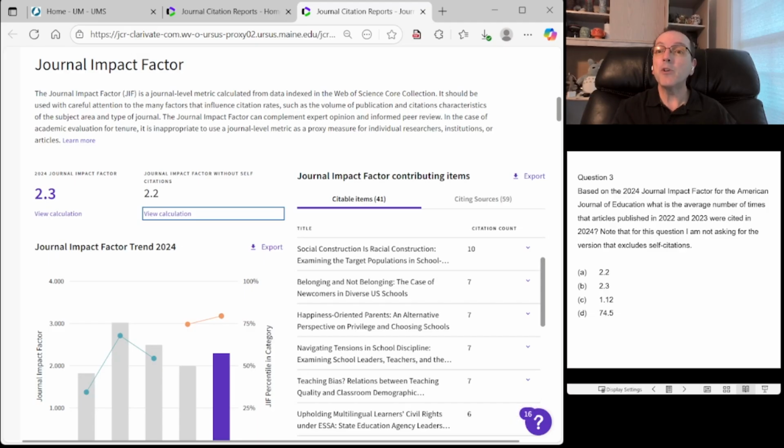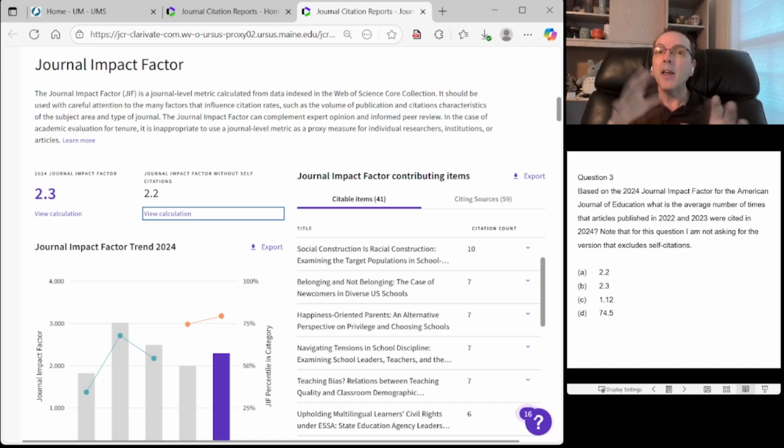Based on the 2024 Journal Impact Factor for the American Journal of Education, what's the average number of times that articles published in 2022 and 2023 were cited in 2024? I'm just describing how that impact factor is calculated because people often don't know. They just know what the 2.3 is. So on average, articles published in those 2 years were cited 2.3 times in 2024, which for education is a decent number. That's a good impact factor for this journal.